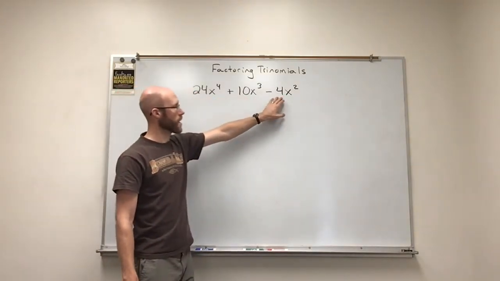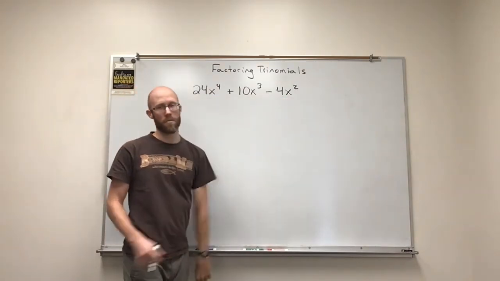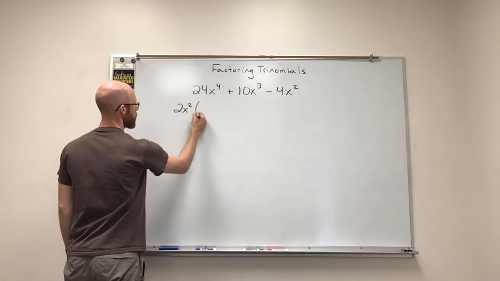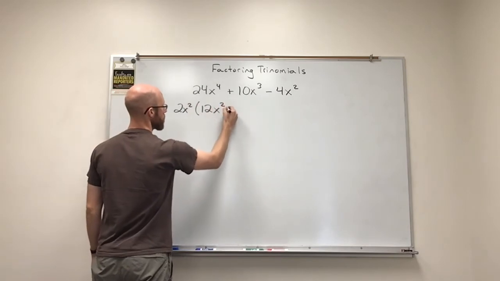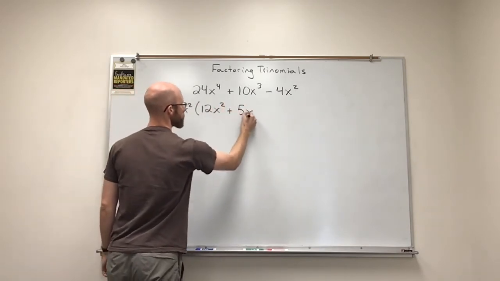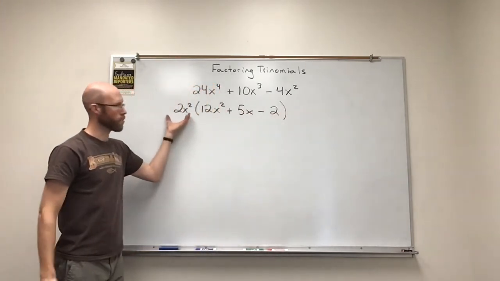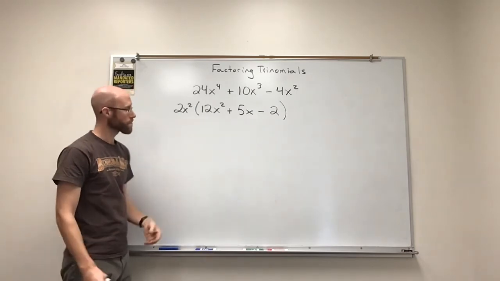24, 10, and negative 4 have a common factor of 2. There is also a common factor of x squared in there. So I'm going to pull out the 2x squared. That's going to leave me with 12x squared plus 5x minus 2. Okay, now I've pulled that out. It simplifies things pretty drastically.